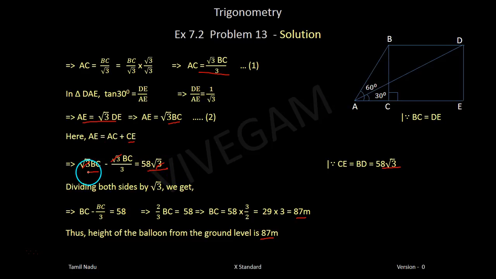And this is written in terms of BC, and this also is written in terms of BC. I've just taken it to the left hand side, I've written it as negative. Okay, that's all it is. Now you have everything in terms of BC. You can calculate BC. And BC is nothing but height of the balloon from the ground level. Okay, so this is how this problem needs to be solved. It looks complicated, but if you go through one more time, it will become clear.